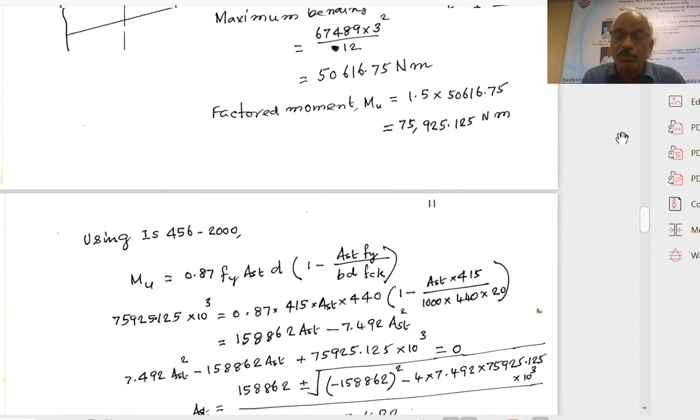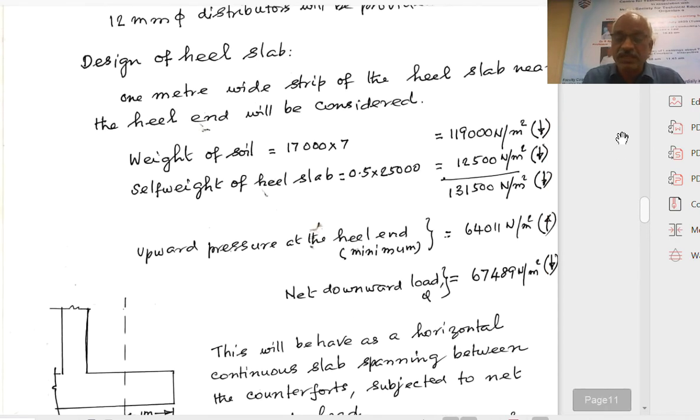We know the net downward load on the heel slab, so we need not repeat all these things again. Just to approximately remember the values, 67,489 is the net downward load per square meter. So that is the net downward force on the base slab.